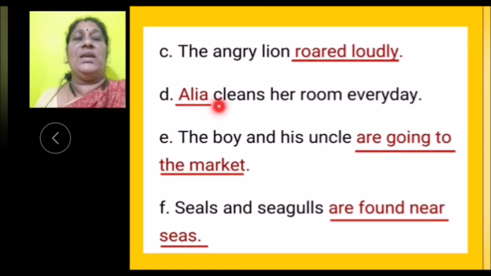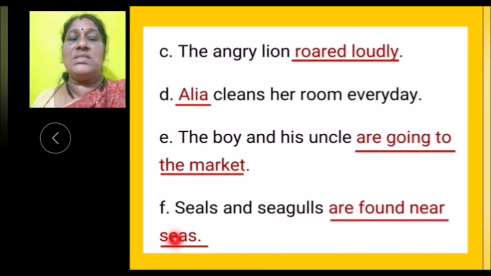D. Alia cleans her room every day. What is missing here? Alia is missing. Alia is the subject of this sentence. E. The boy and his uncle are going to the market. What is missing here? Are going to the market is missing here. That is the predicate of this sentence. F. Seals and seagulls are found near seas. What is missing here? Are found near seas is missing. That is the predicate of this sentence.